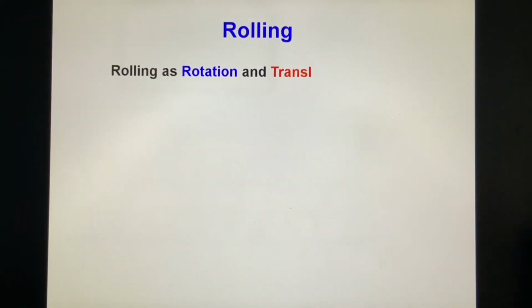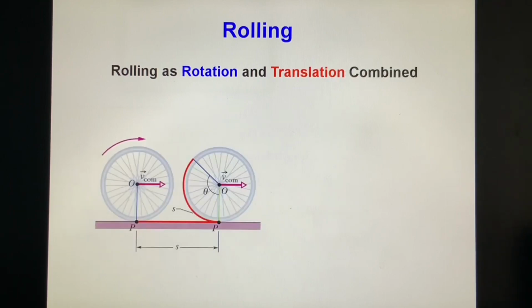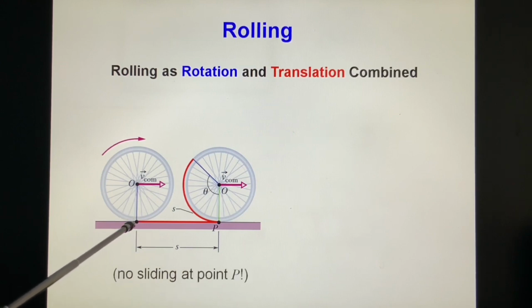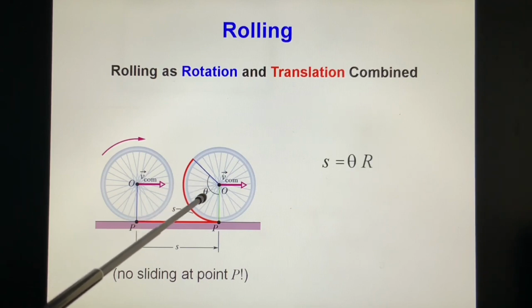Rolling as a rotation and a translation combined. We look at this wheel. It's rolling on the ground. The contact point is P. In this case, rolling, there's no slide. So the velocity at this point is 0. After time t, it goes to this point, and this is s. If there's no sliding, this arc is equal to s, and this s equals r theta, or theta r.